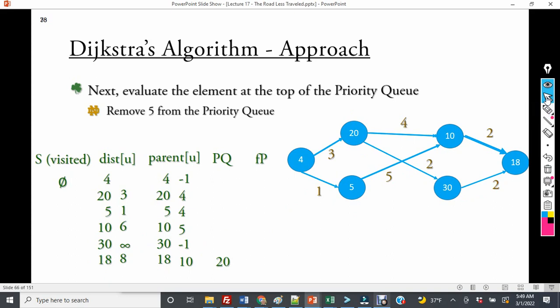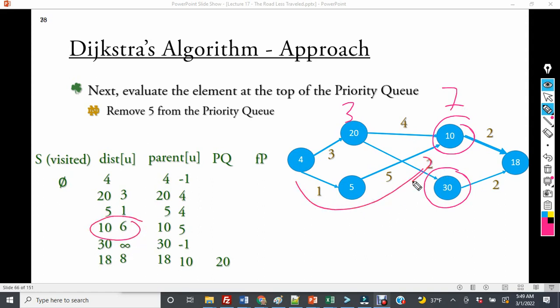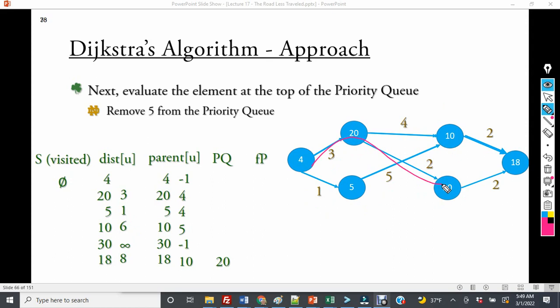So now we remove 5, and now we're going to evaluate from 20. From 20, we have two outgoing edges, 10 and 30. The current weight at 20 is 3. So 3 plus 4 to 10 is going to be 7. But we can reach 10 with a weight of 6. So therefore, we should not replace the parent. But the benefit here is that 20 is going to be the parent of 30, because 30 is currently infinity. So 30's weight is going to be 3 plus 2, which is 5, and 30's parent is going to be updated to the vertex containing 20.